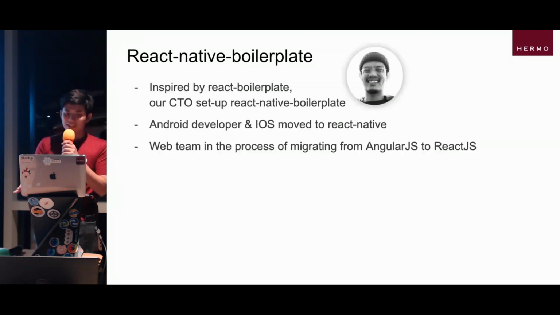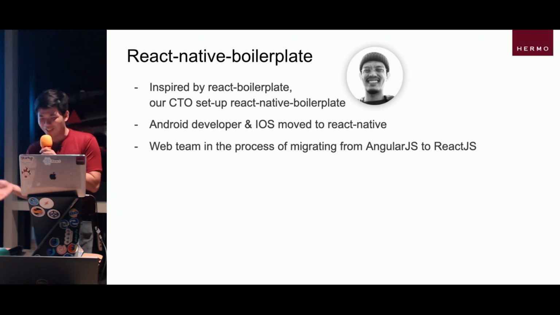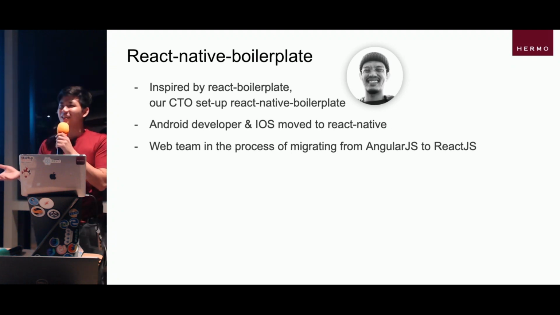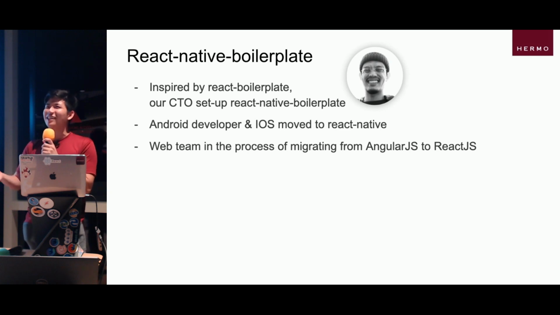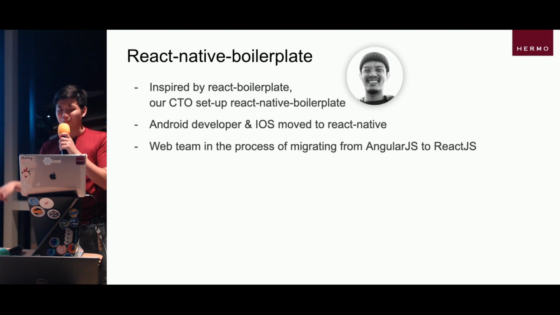And then someday my CTO came in and said, okay, this React boilerplate is good, let's set up a React Native boilerplate. So, inspired by that, he got a React Native environment and started to add on all those webpack configurations and made it into a React Native boilerplate. Then the Android developer and iOS developer moved to the new environment, which uses the React Native boilerplate. And after seeing that they were working fine, the web team also migrated from Angular to React. We haven't migrated totally, but we are in progress.